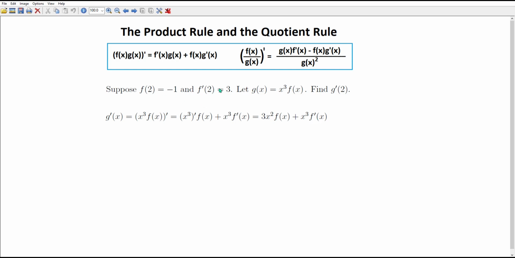And now we're going to just use the information that we've got. G prime of 2 is going to be 3x squared, which is 3 times 2 squared, times f of 2, plus x cubed, which is 2 cubed, times f prime of 2. 3 times 2 squared is 12. F of 2 is minus 1, and 2 cubed is 8. F prime of 2 is 3, and we get 12 times minus 1 plus 8 times 3, which is minus 12 plus 24, or 12.